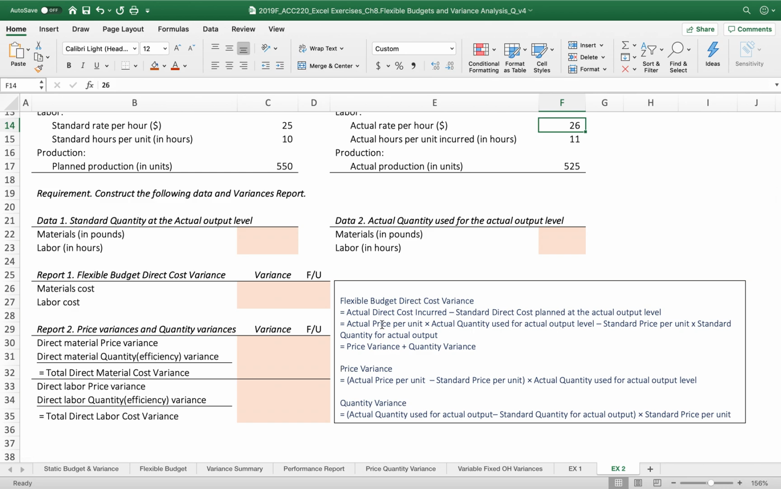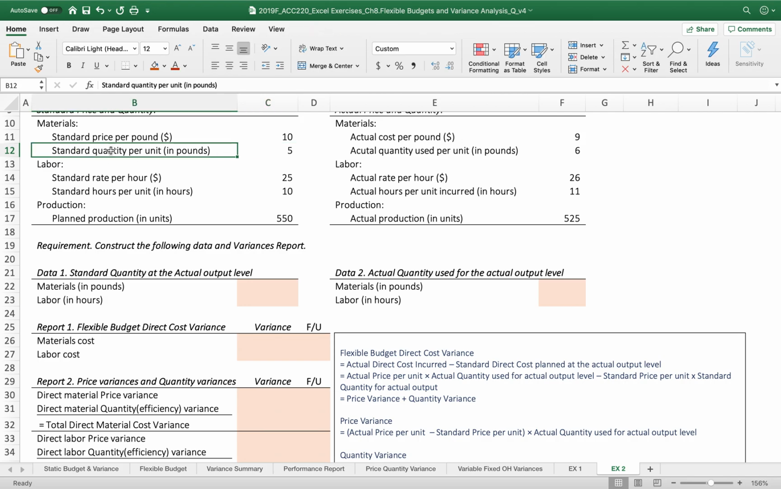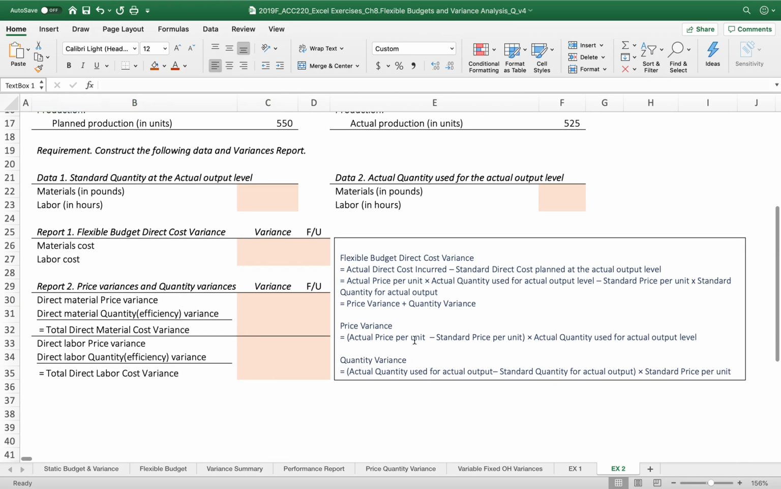Okay, let's review the equations one more time. Price variance is calculated by the actual price per unit. That unit is not the unit of trumpet; that unit is the pound in this case. And the standard price per unit is also per pound, right? Not per trumpet, because we are going to multiply by the actual production level here, and then the actual quantity used to produce per unit, right? So this actual price per unit amount should be per pound.